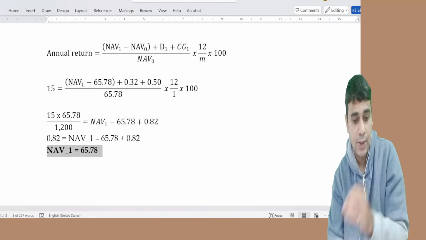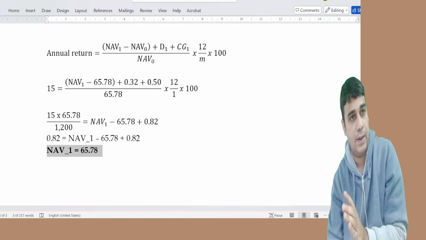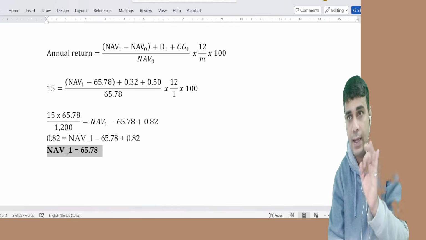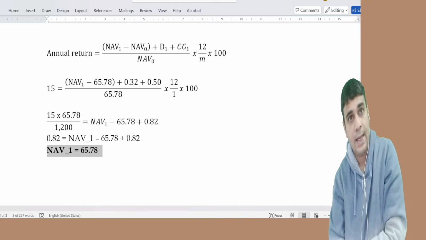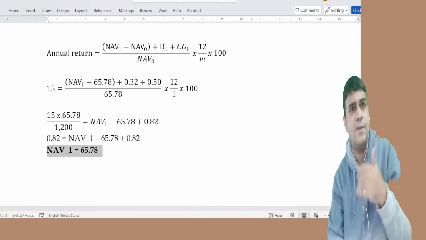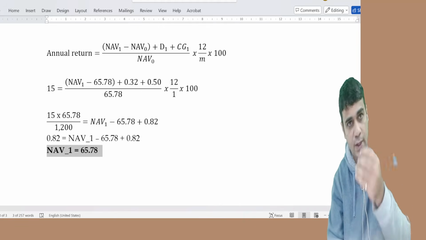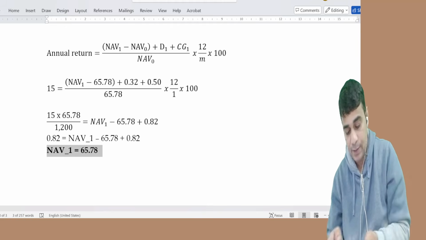Just to be doubly, triply sure, because anytime you do a reverse working, mistakes are likely to happen. Any doubts first on 65.78? I keep saying this, mistakes will happen, because students have made mistakes. So be a little cautious about these places in the calculator.